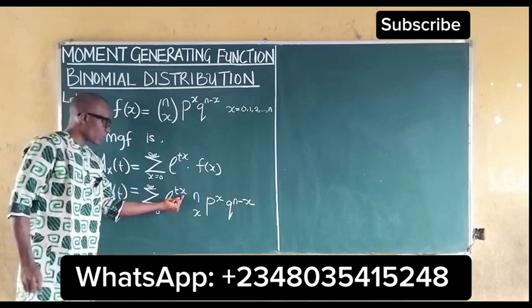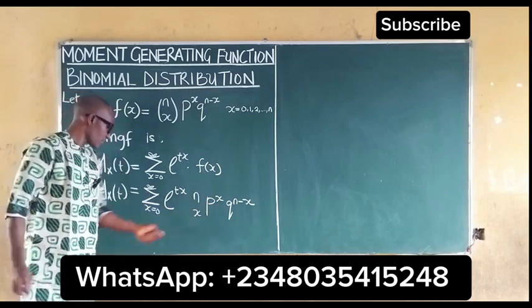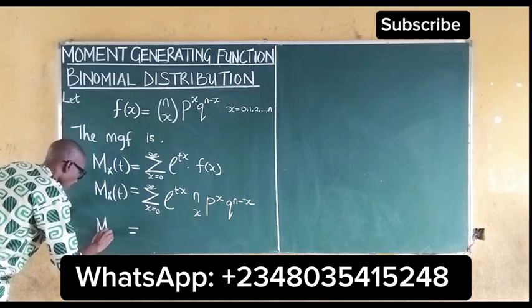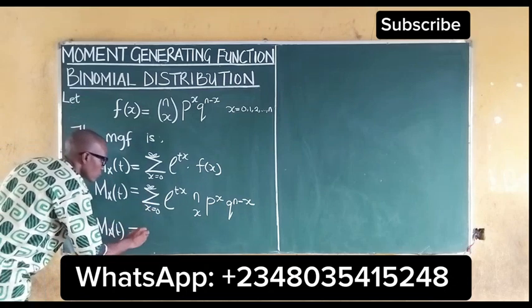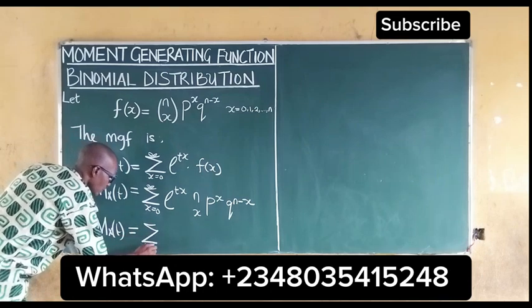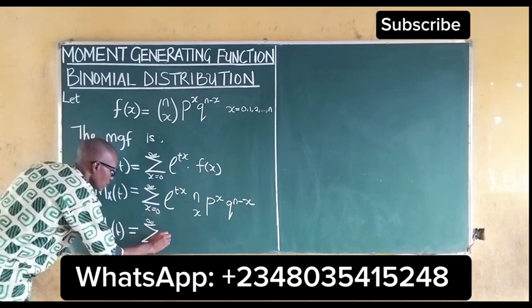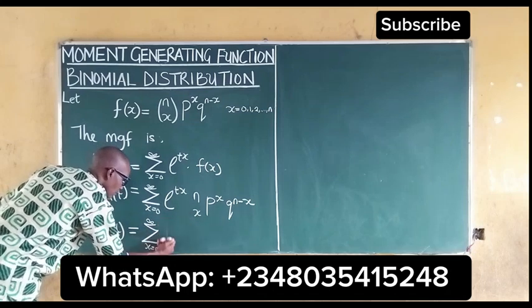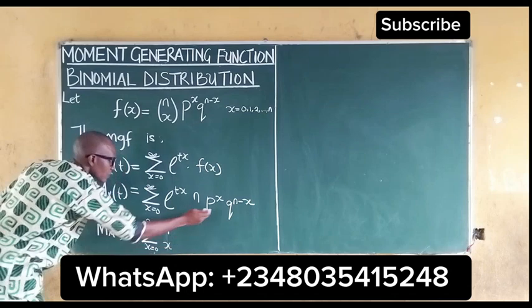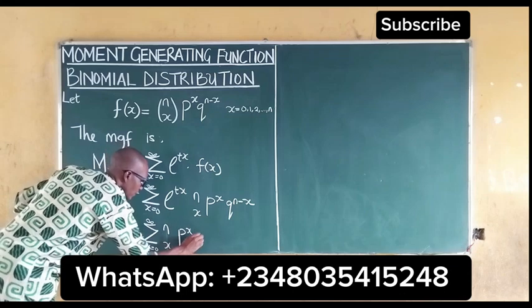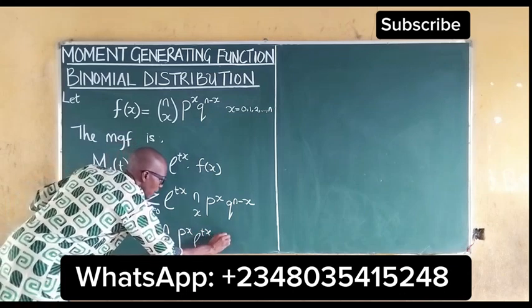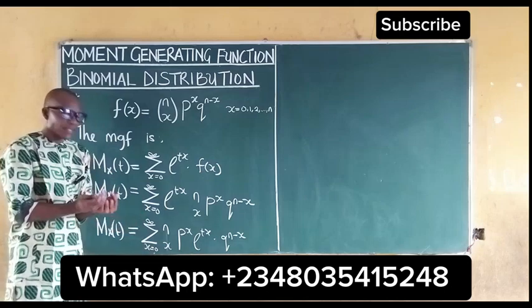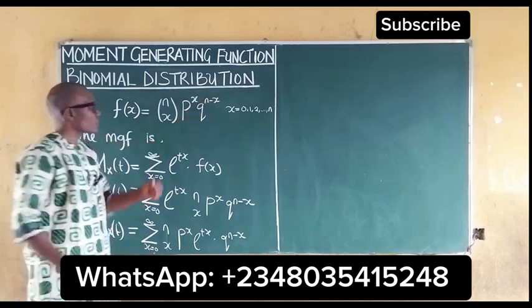If we watch out, we have something in common here, so we can rearrange this. Rearranging, we can write M_X(t) equal to the summation of x equal to 0, n choose x, p^x e^(tx) multiplied by q^(n-x). There is x here and there is x here, so we can combine them.